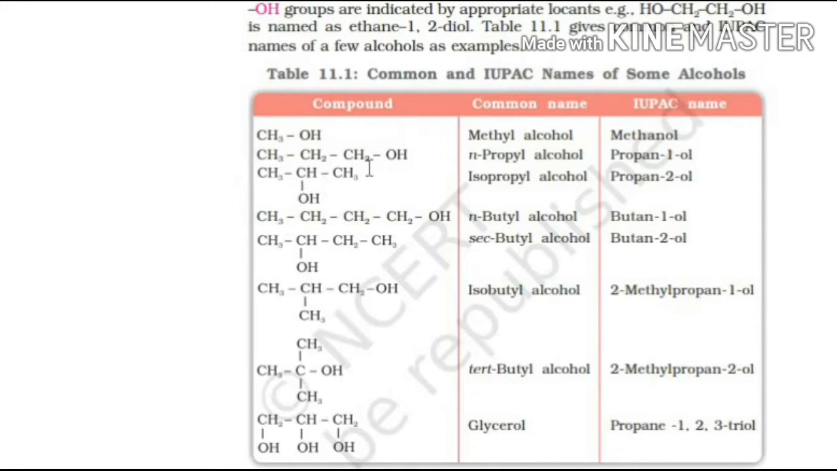So branching is there, and this is isopropyl. And what are isopropyl and isobutyl? We have discussed them already in the previous chapter, haloalkanes and haloarenes. So this is isopropyl and OH is there, so this is isopropyl alcohol. Now for the IUPAC name, in this 1, 2, 3, you can do the numbering from this end also. So at the second position there is the OH group, so this is known as propane-2-ol.